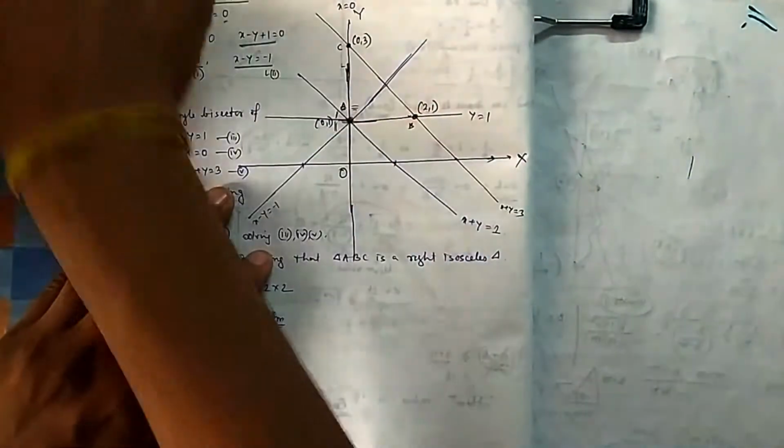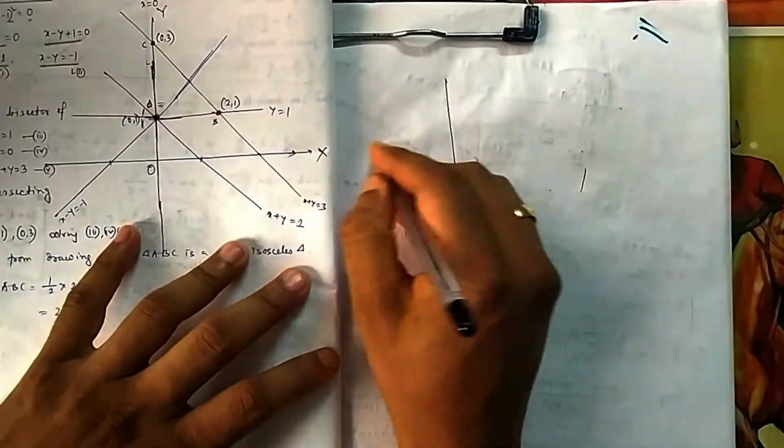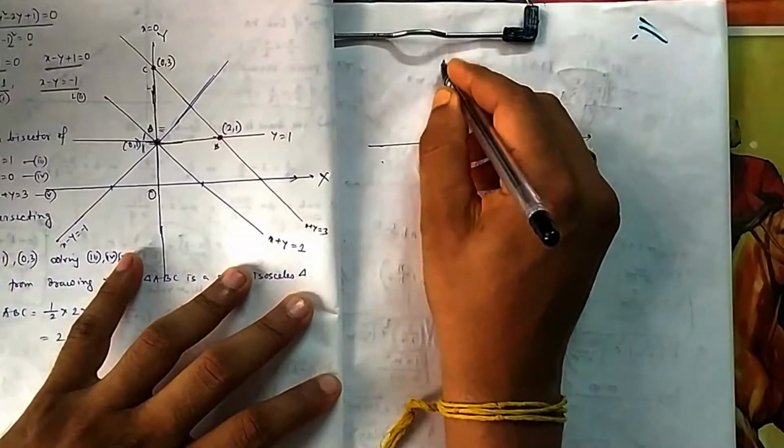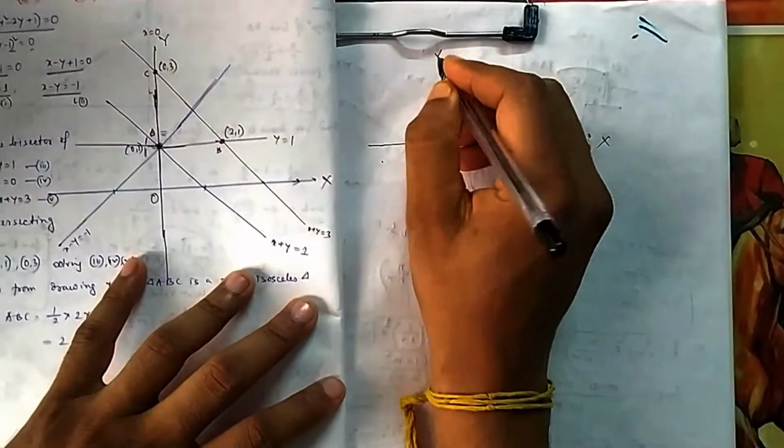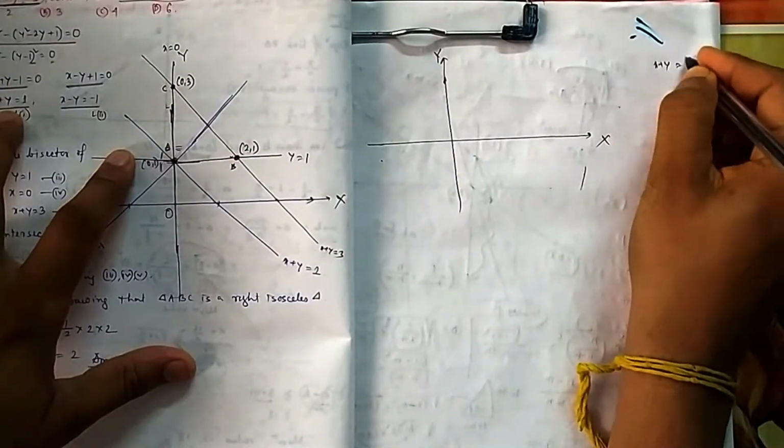Before going to here, it is already done, so I will draw it one more time for you, so that you understand how to draw the straight lines. Then we can do analysis from there. So suppose this is x and y. This is your first line, x plus y equal to 1. You have seen how to draw this line.